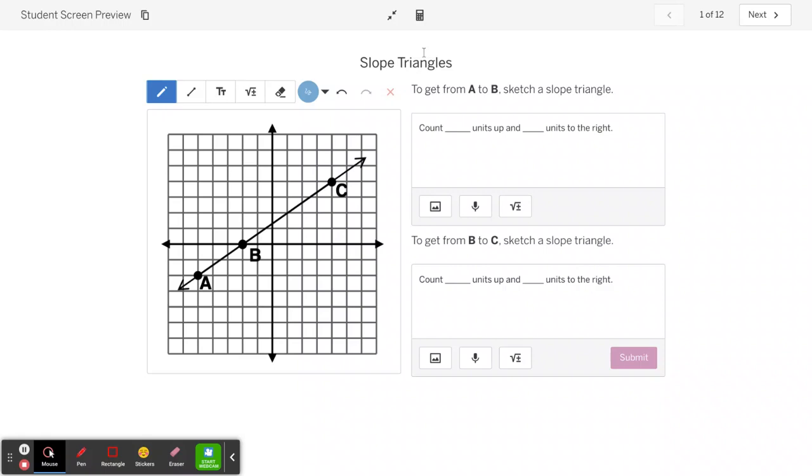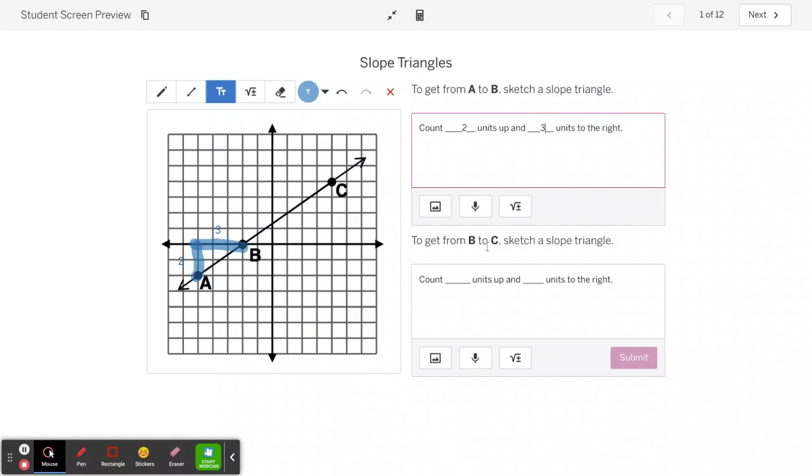Pretty easy slide to get from A to B. So if you look over here on the graph, you will notice A is here, B is here. We need to count blank units up and blank units to the right. So we are going to go ahead and draw our triangle just like we would do in class. Let me just make my font a little bigger. I would go up and then I would go over. And if you remember in class, we learned the up is 2 units and the over is 1, 2, 3. We count the squares. So I would count 2 units up, 3 units to the right.